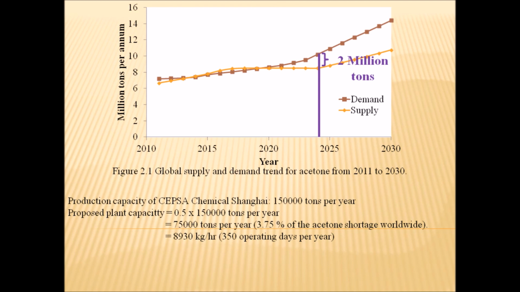The production capacity of our plant is 75 kilotons per year, with the plant operating for 350 days per year. So the production capacity of acetone is 8,930 kilograms per hour.